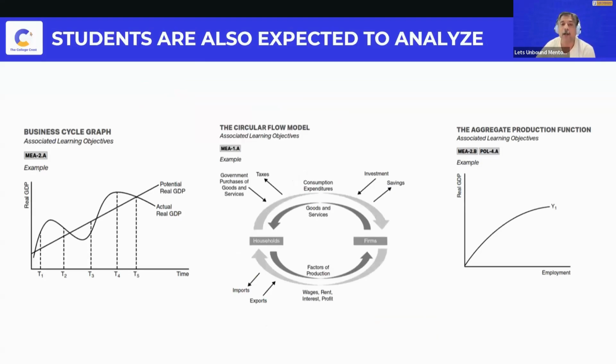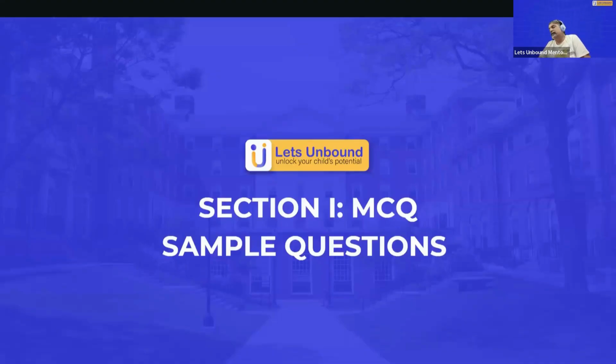Then there are certain models which you must be able to explain, like the business cycle, the circular flow model, or the aggregate production function. The interpretation part of all of this is really important. So there will definitely be questions concerning interpretation of the graphs.